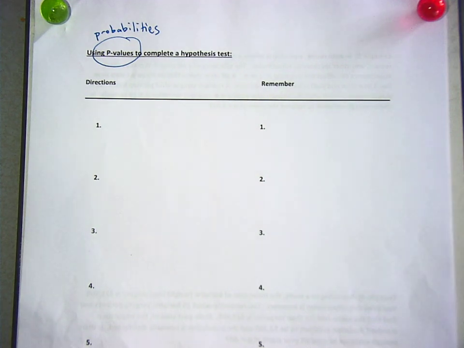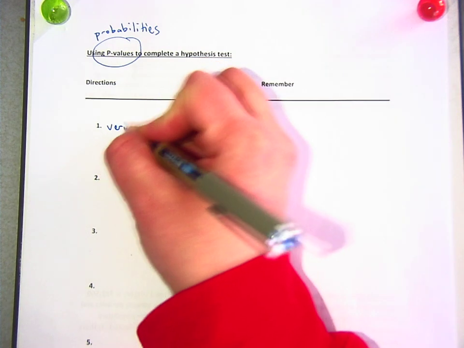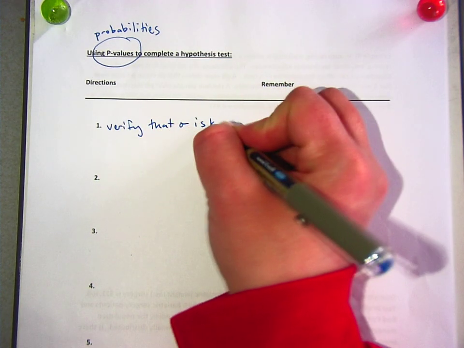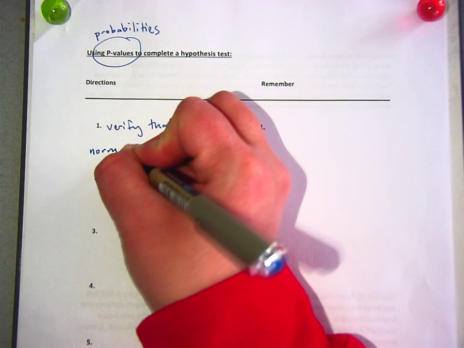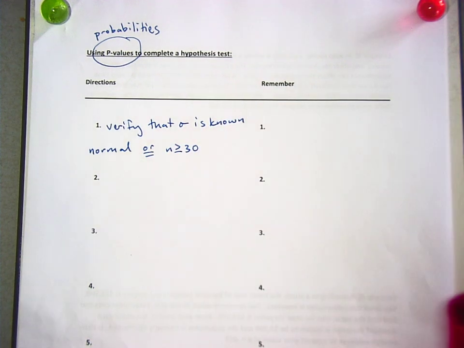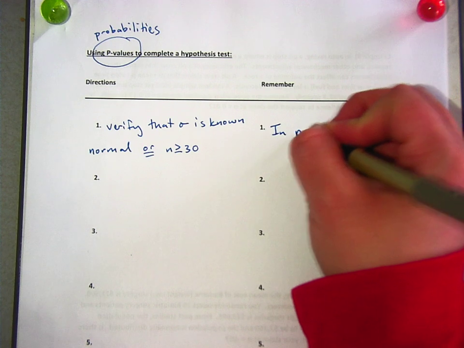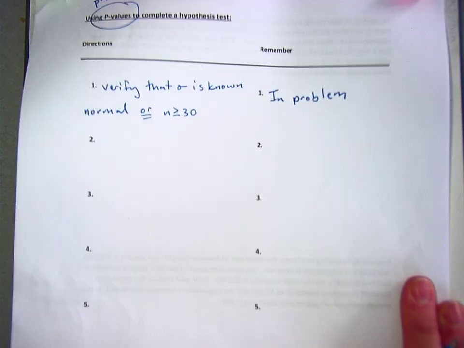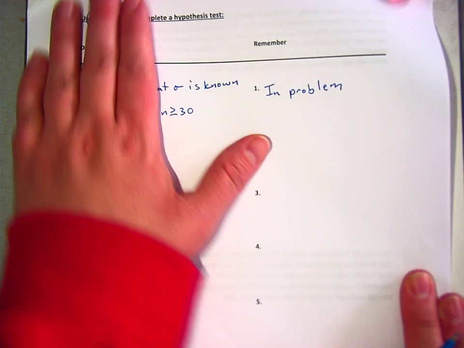All right, so steps. Step one is exactly the same as before. Verify that sigma is known, and then it has to be normal, or n has to be greater than or equal to 30, because that's the central limit theorem. And this is in the problem. Nathan, I'm going to start zipping, so you tell me when I'm going too fast for you.